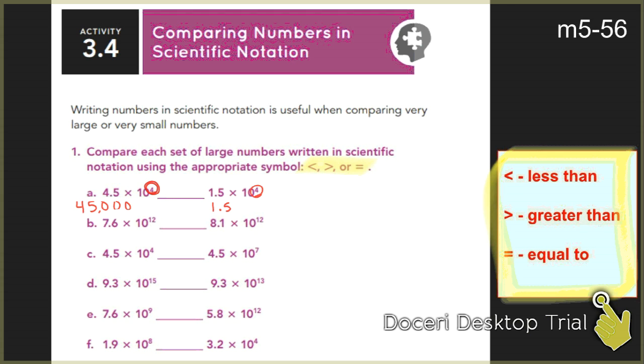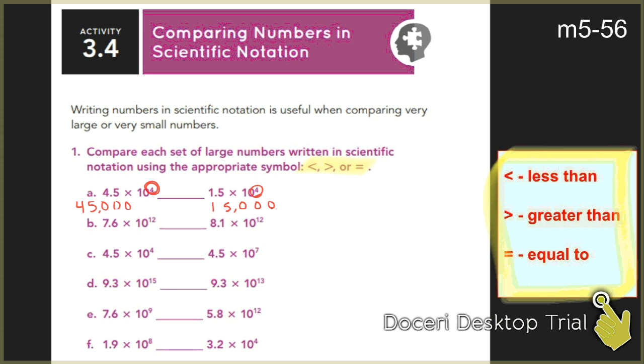exponent is a positive 4, so we're moving 4 places to the right. 1, 2, 3, 4. Again, we fill these in with zeros, erase our counting marks, and we are left with 15,000. So we're comparing 45,000 to 15,000.